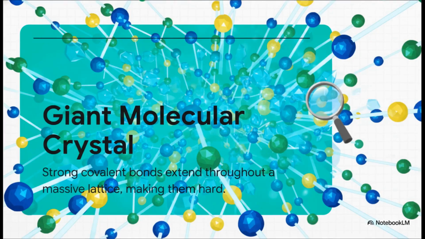Now let's look at the second outcome, giant molecular crystals. This is a massive contrast to what we just saw. In substances like diamond, those strong covalent bonds don't just stop at the edge of some small molecule. Nope, they extend continuously throughout an entire massive lattice structure. Literally every single atom is locked into its neighbor with a strong bond, creating this endless, three-dimensional grid. And that continuous network is exactly what creates Earth's hardest materials, giving them incredibly high melting points.